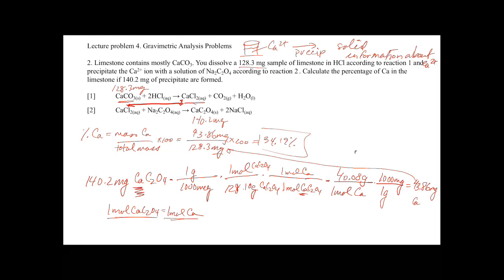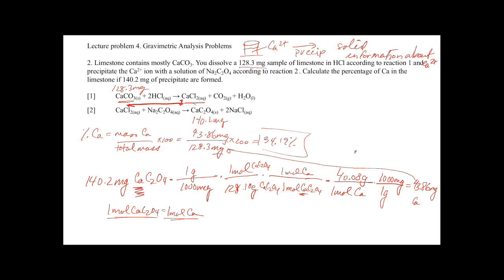And then we are getting information about that ion by precipitating it out with something else. So that's how you're going to do it. Now in this case, it looks like everything was relatively easy, because there was a lot of one-to-one stoichiometry. There was 1 mole of calcium inside the calcium oxalate, which makes life a lot easier.